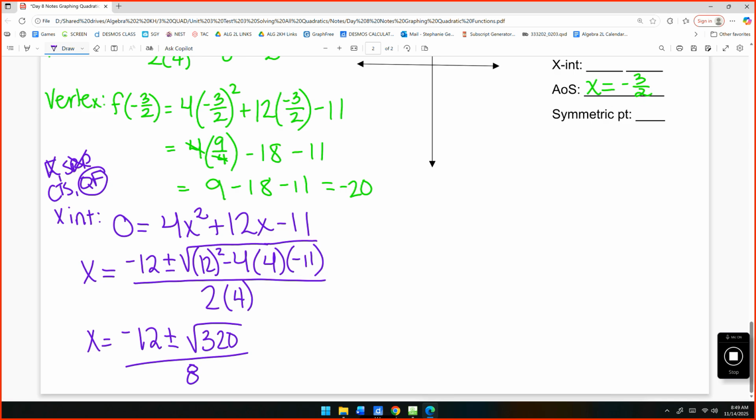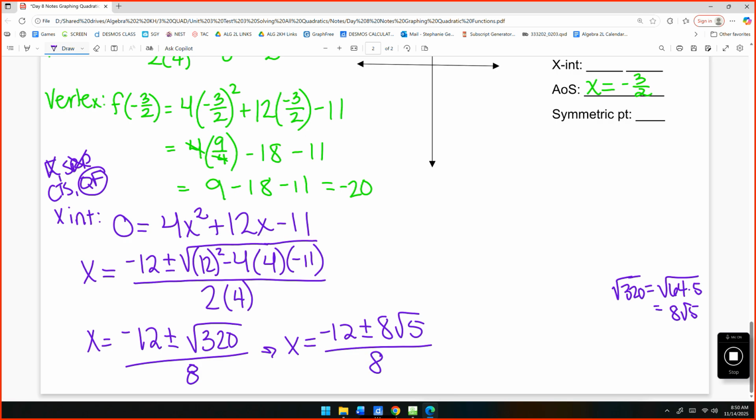So where am I going to jot this down? Here's some space, okay? So the square root of 320 is the same thing as the square root of 64 times 5. And what's the square root of 64? 8. So this reduces to 8 root 5. So x equals negative 12 plus or minus 8 root 5 all over 8.